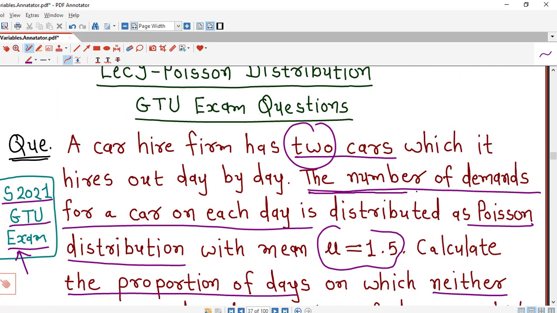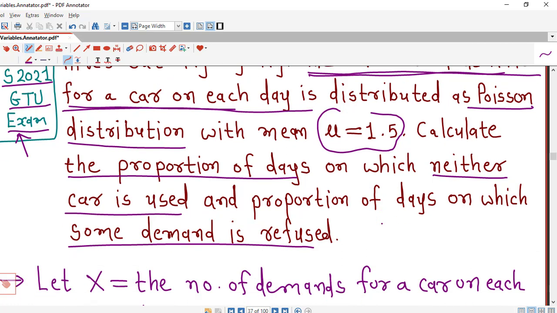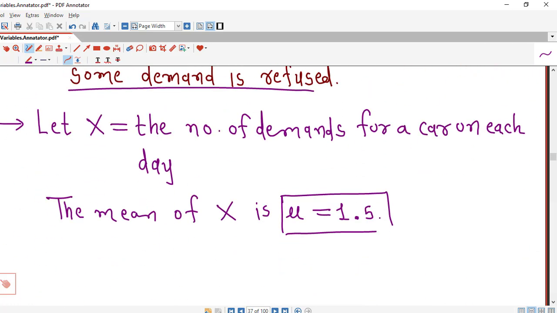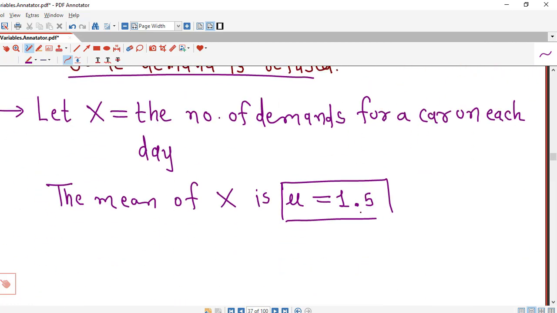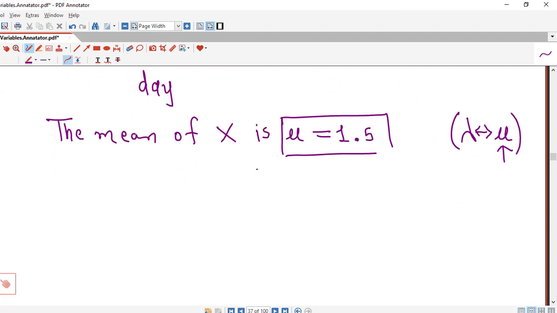So we are writing this information. The number of demands for a car on each day is distributed as Poisson distribution with mean mu equal to 1.5. So here X is a Poisson random variable with mean mu equal to 1.5. We are using lambda notation for mean, but in this question they have used the notation mu. So both the notations are valid. We can use lambda as well as mu for the mean of Poisson distribution.